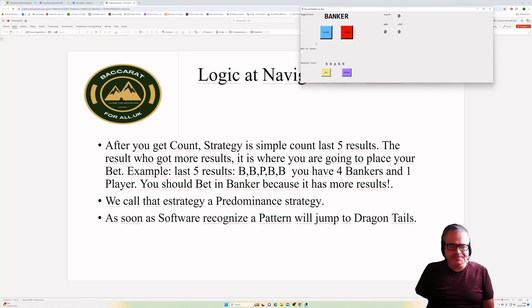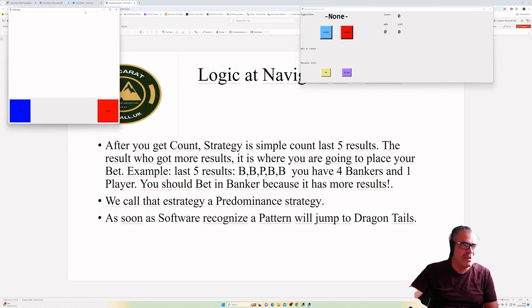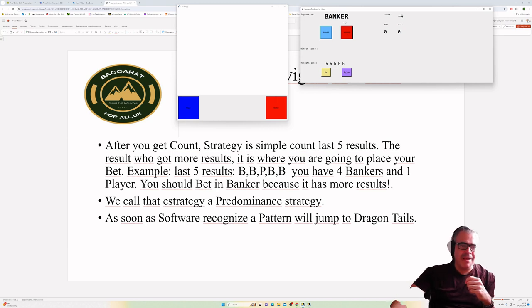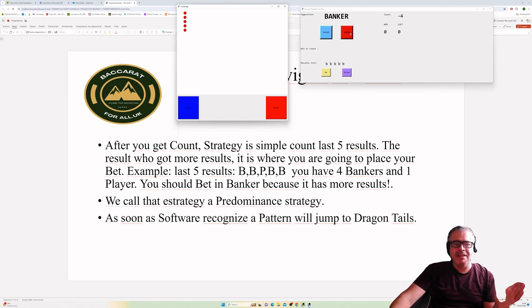And the beautiful thing is that as soon as the software sees a pattern, it will recognize the dragon tail, for example. I will start again with another software. Imagine it's coming five banker. One, two, three, four, five. The software recognizes it automatically. This is the result I put here, five banker, and it says bet banker. So you won, and it recognized it and said bet the banker. You don't need to think too much.